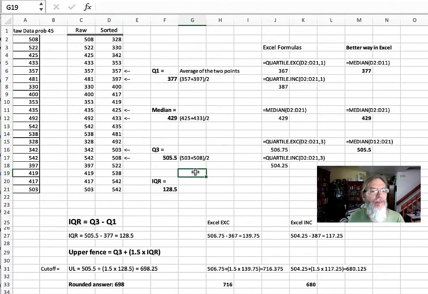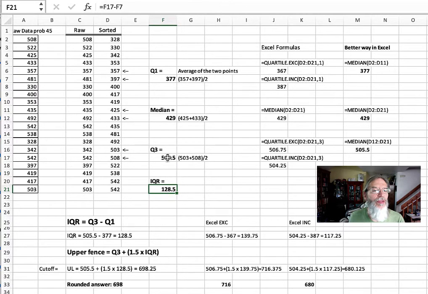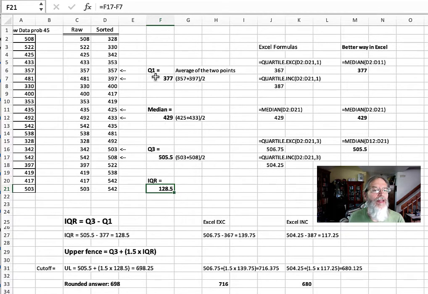Then because I'm in a spreadsheet, and again, these I did manually, so I just typed in these numbers. But for the IQR, I simply take Q3 minus Q1, and there's my IQR. So again, IQR is Q3 minus Q1. So the middle 50% is covered by 128.5. And again, with this problem, you don't round until the end, all right?